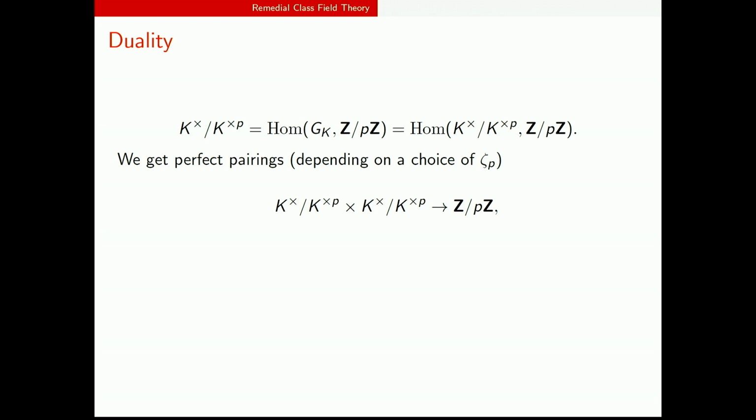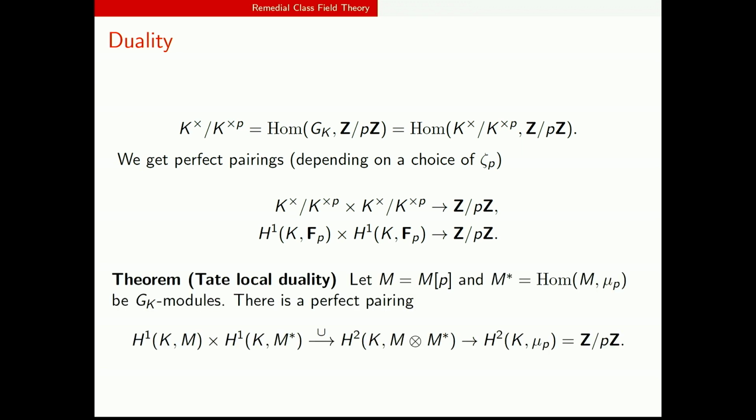We can think about it a bit more concretely like this. And this is really perhaps the simplest case of Tate local duality. So at least, a more general case, well, the most general case, is as follows. I take a module over G_K, I take its dual, twisted by the roots of unity.